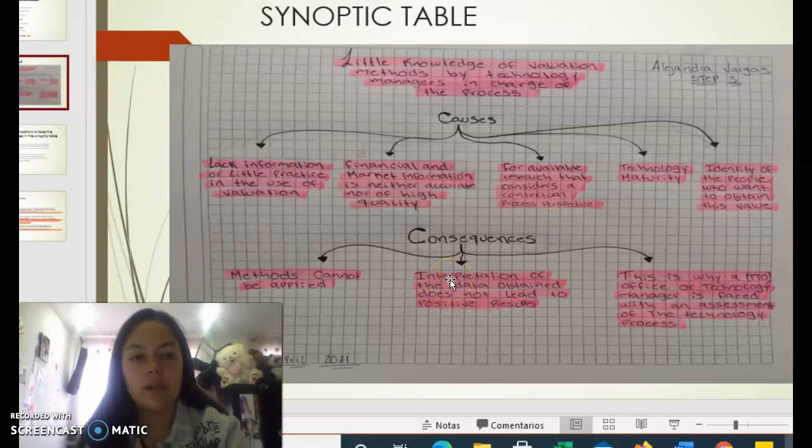The consequences of these are methods cannot be applied. Interpretation of the data obtained does not lead to positive results. This is why a TTO office or technology managers is faced with an assessment of the technology process.